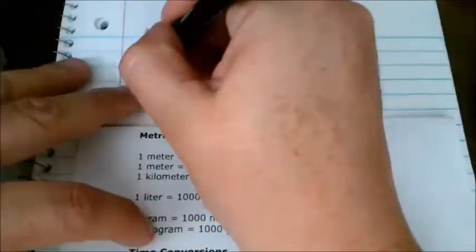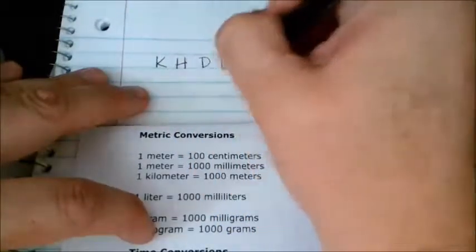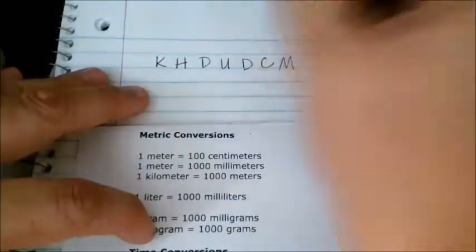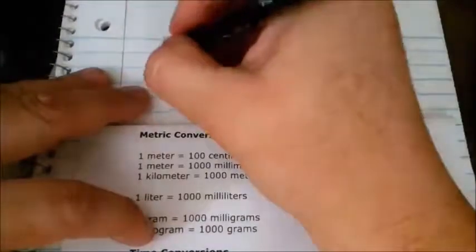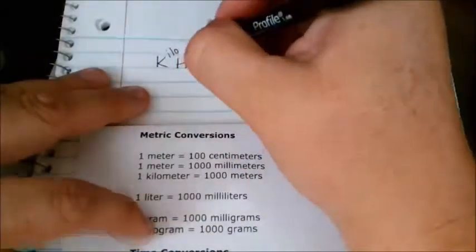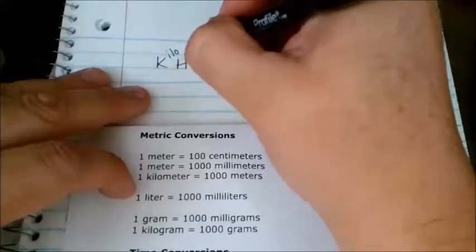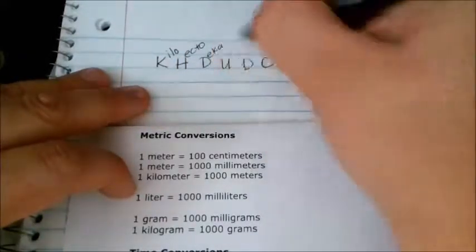So, the rhyme is King Henry doesn't usually drink chocolate milk. And that cute little rhyme doesn't mean anything till we know what these words mean. Because we don't need to know about chocolate milk or King Henry. What we need to know is what this stands for. The K stands for kilo, so I taught you to write kilo. The H stands for hecto. The first D stands for deca.